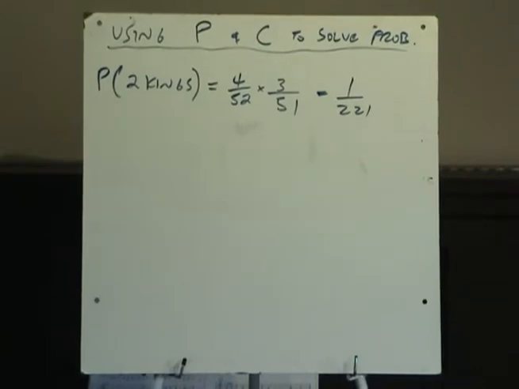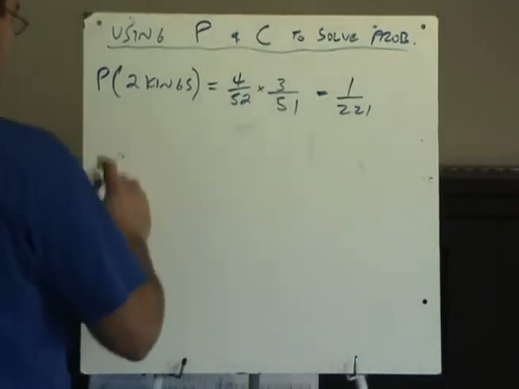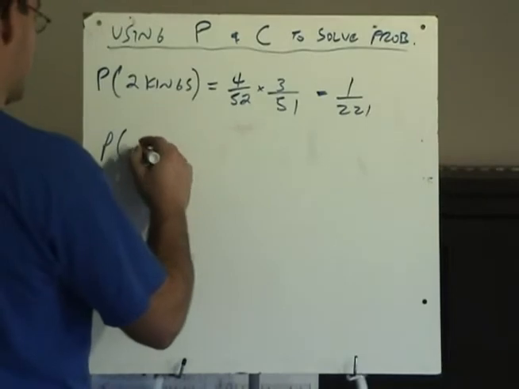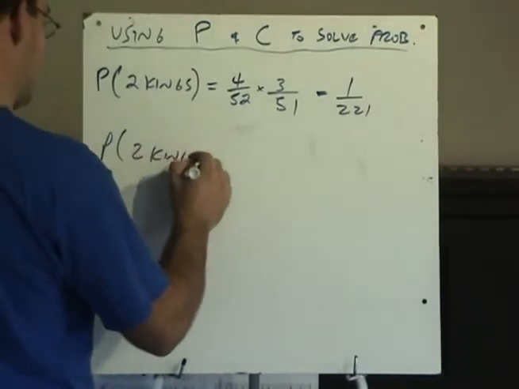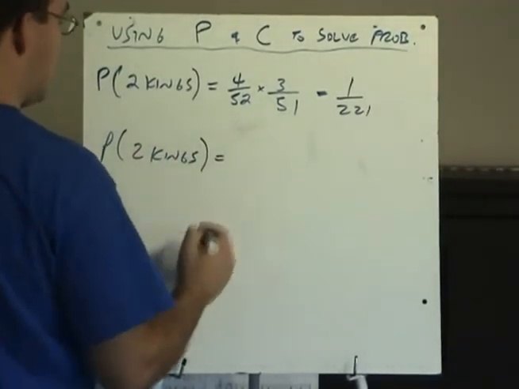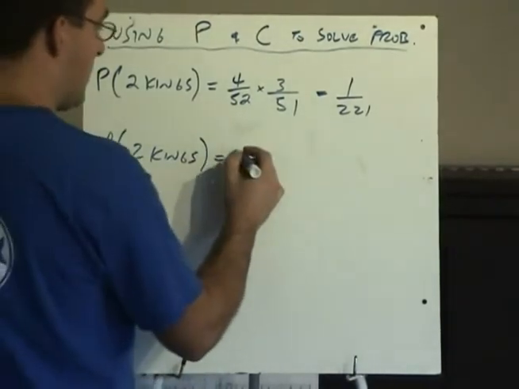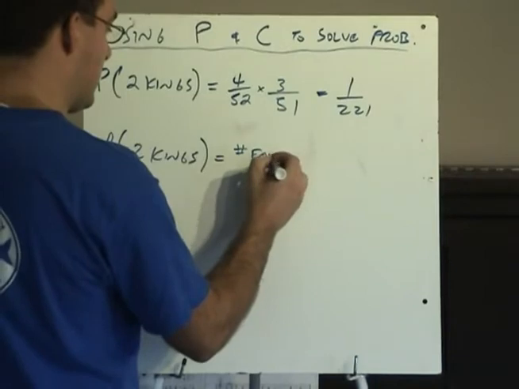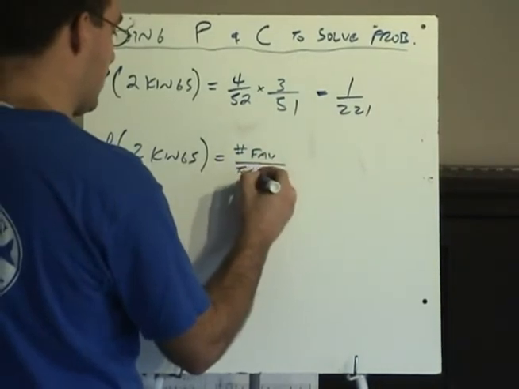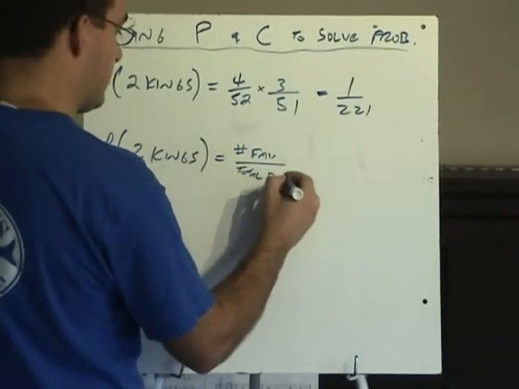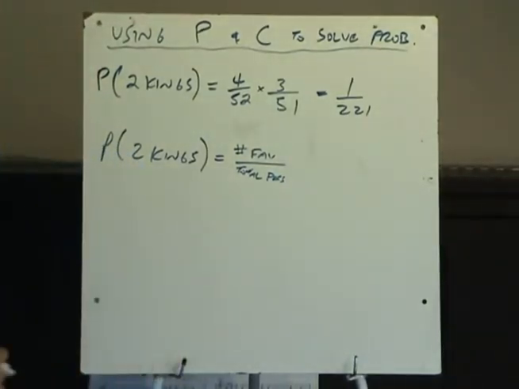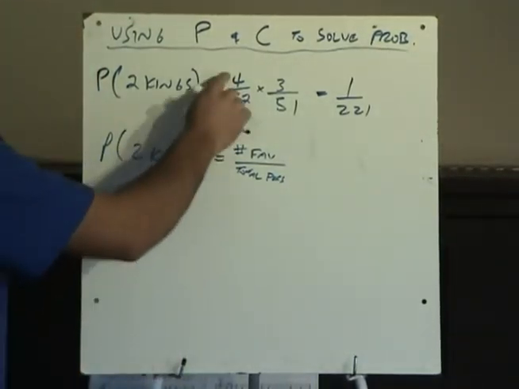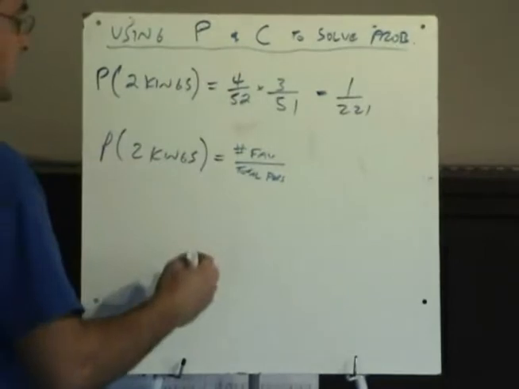Let me show you another way how to do it, though, using permutations and combinations. Remember, probability is always the number favorable divided by the total possible. Right? That is how we always determine probability. That's why we said there are 4 kings in the deck out of the 52.